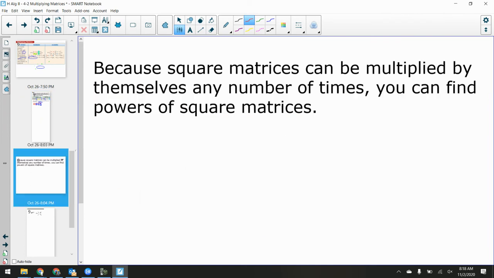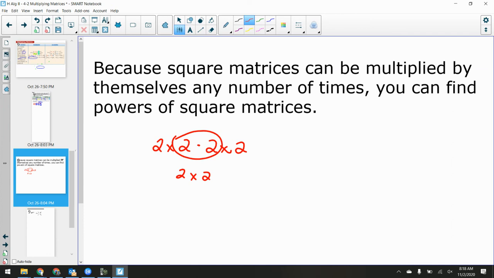All right, because every square matrix can be multiplied by itself, we can actually take powers of any square matrix. For example, if I had a 2 by 2 matrix, could I multiply it by another 2 by 2? Yeah, what would the result be? Another 2 by 2.